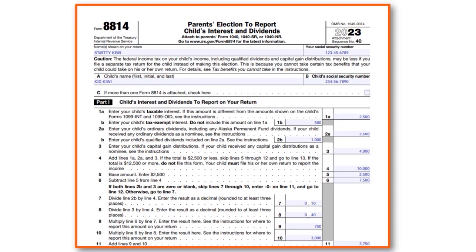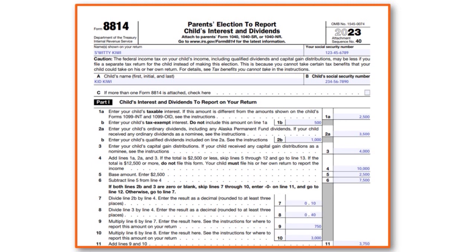Then on line A, you have to put the child's name, the first, initial, and last, and the child's social. Again, this example is hypothetical, so I'm just giving you some hypothetical information. If more than one Form 8814 is attached, you have to check the appropriate box. But in our case, we're only filing one.